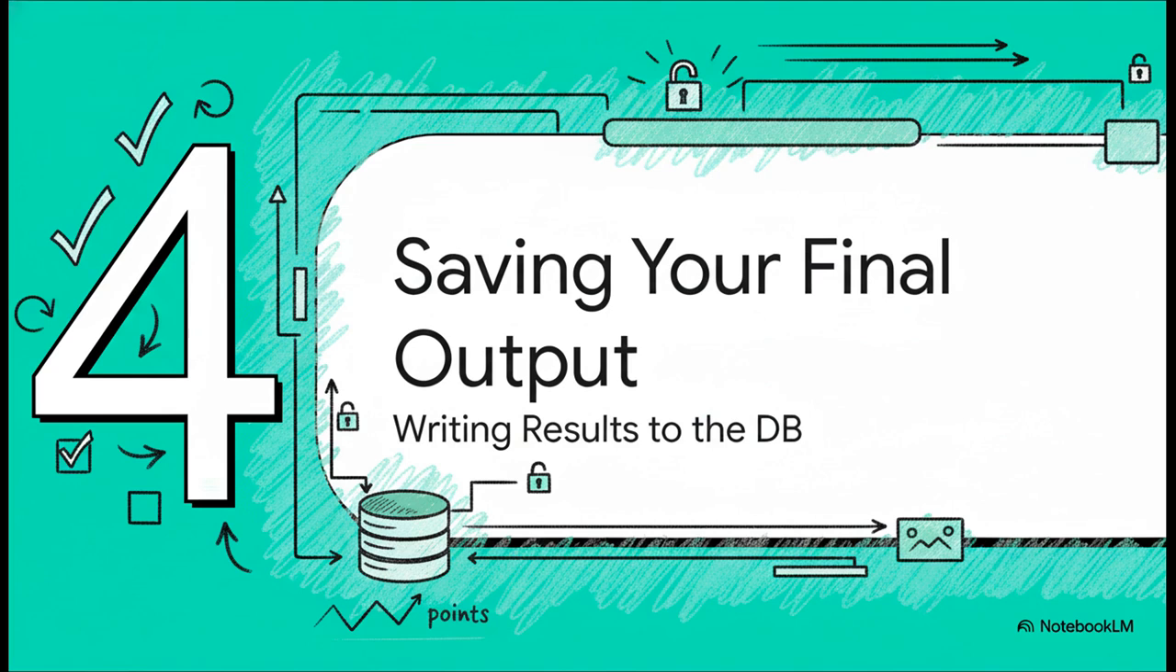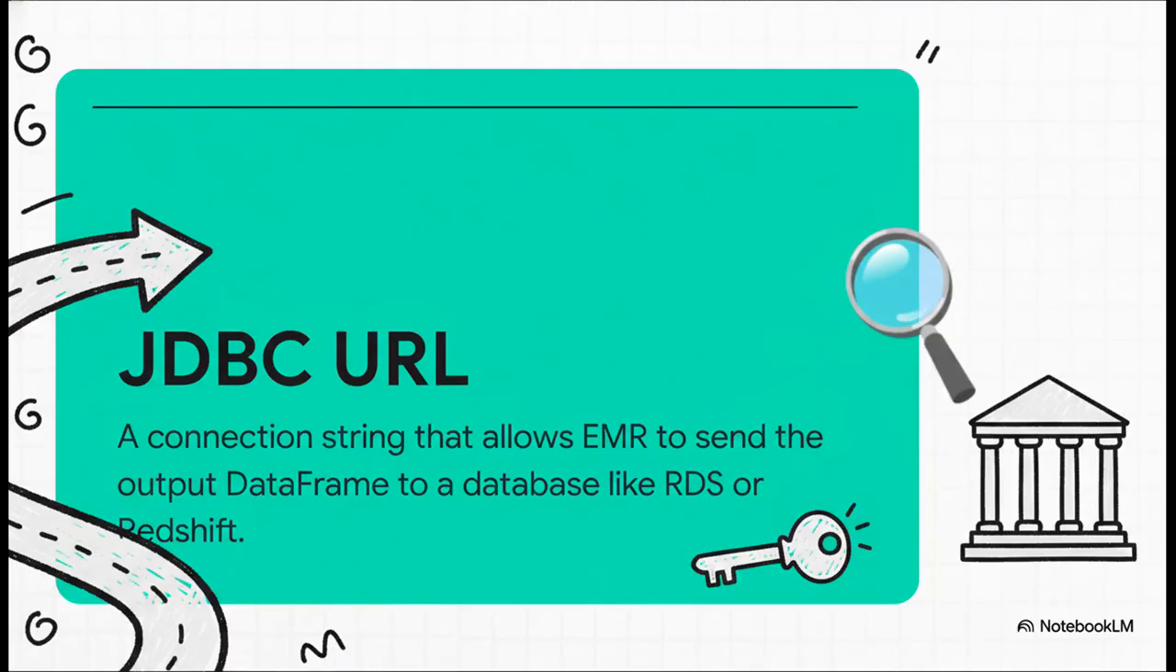All right, you've done the hard work, the data's prepped, it's cleaned, it's transformed, you're almost at the finish line. Now let's talk about how to save your results correctly to the database and lock in those final points. To save everything, you need to understand one little concept, the JDBC URL. It sounds super technical and intimidating, doesn't it? Well, it's not. All it is is a connection string. Just think of it like the specific street address for your database. It tells your code exactly where to send the final results.